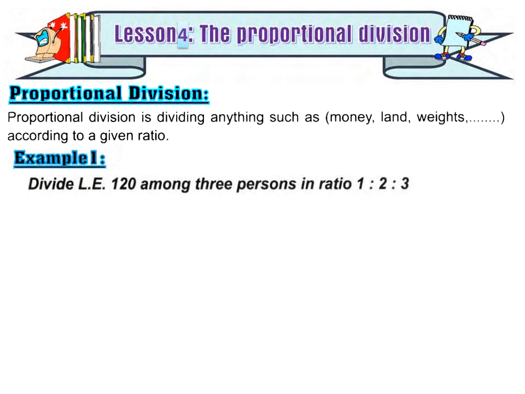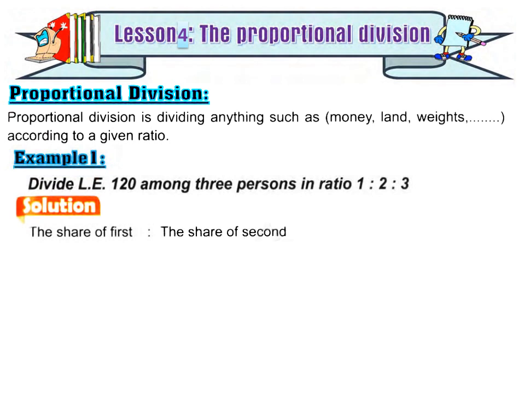Okay, so the name of the ratio will be the share of the first person to the second person to the third person. Solution. The name of the ratio is the share of the first to the share of the second to the share of the third, okay? And we will sum the 3 ratios and put 120, the total money, under the ratio of the sum. So the first term is called the sum. The share of the first is ratio 1, the second ratio 2, the third ratio 3.